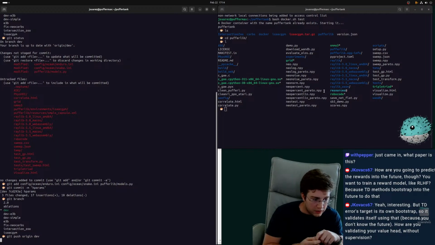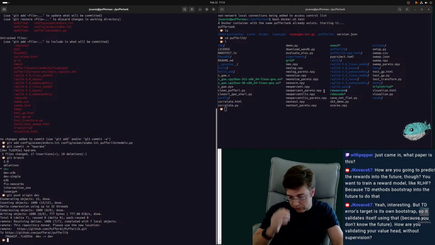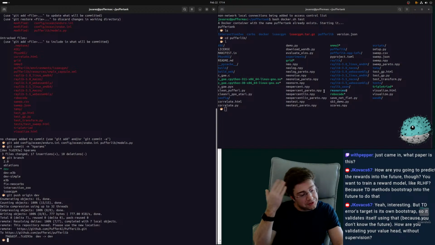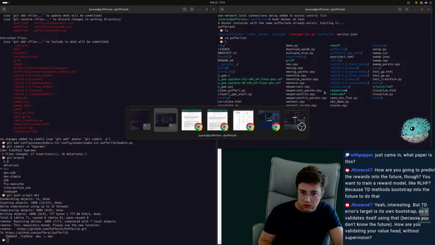TD error target is its own bootstrap. So it validates. How are you validating your value head without supervision? You do have supervision though, right? So I guess technically there are going to be some samples in your batch where you don't have predictions out that far.